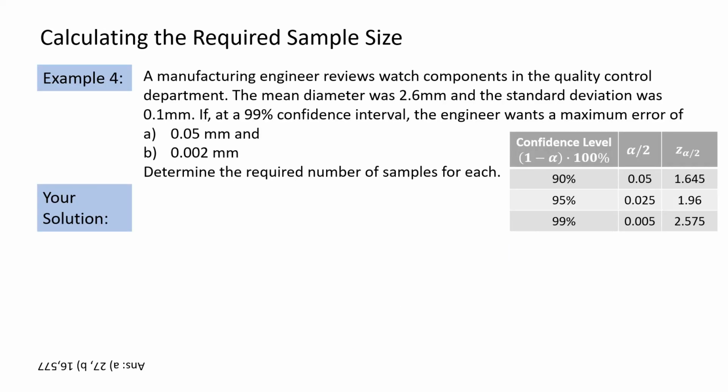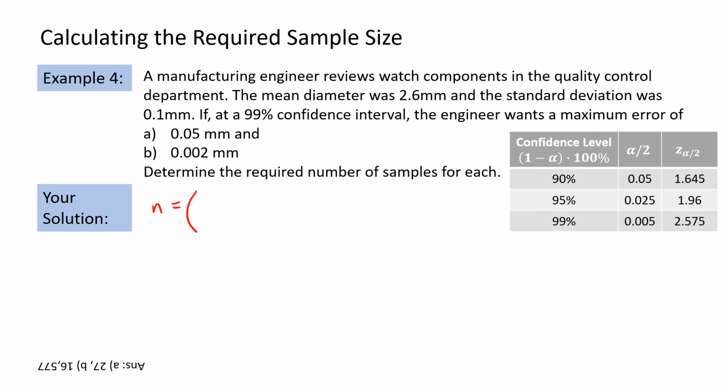A manufacturing engineer reviews watch components in the quality control department. The mean diameter was 2.6 millimeters and the standard deviation was 0.1 millimeters. If, at a 99% confidence interval, the engineer wants a maximum error of 0.05 millimeters for A and 0.002 millimeters for B, determine the required number of samples for each. So we're given a lot of data here, and we're trying to find the required number of samples. We're trying to find n.